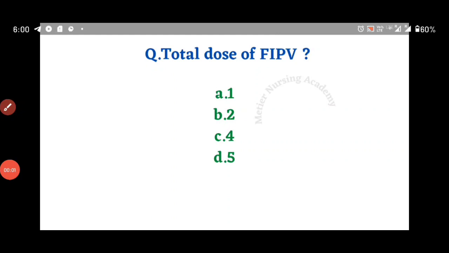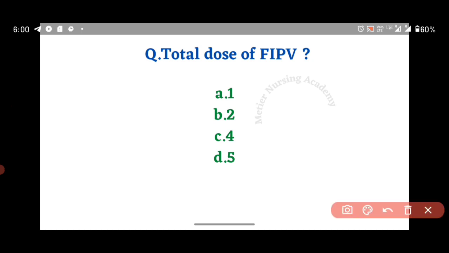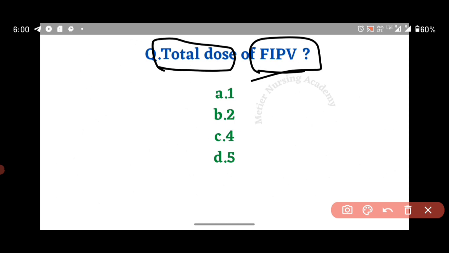The next question is: total dose of fIPV. They have given four options: 1, 2, 4, 5. First you should understand the question. What are they asking? They are asking the total dose of fIPV. How many doses do we have to give to the kids? What is fIPV? Without knowing this, you cannot solve this question at all.